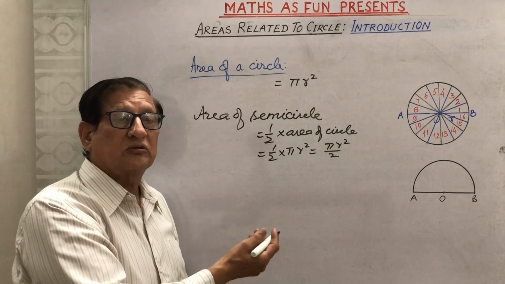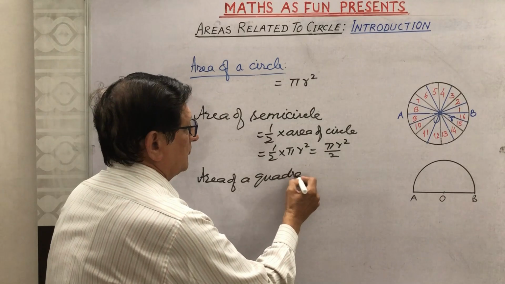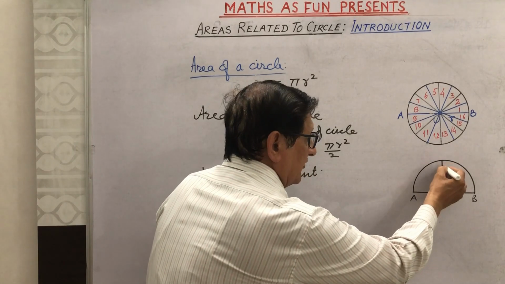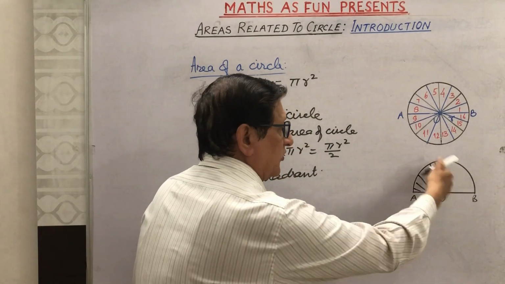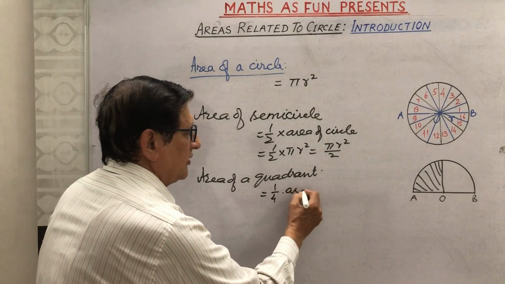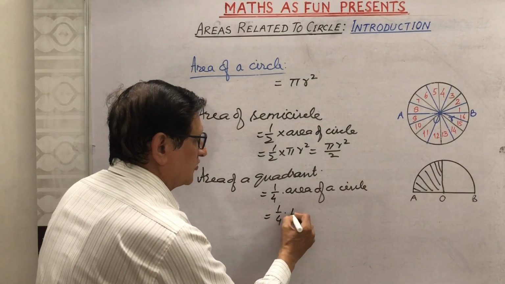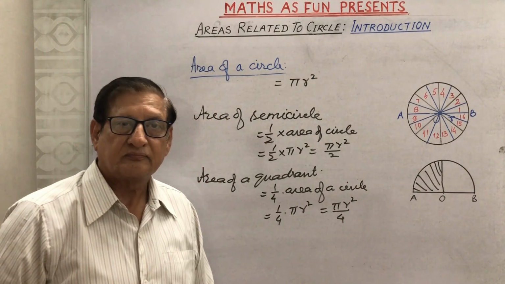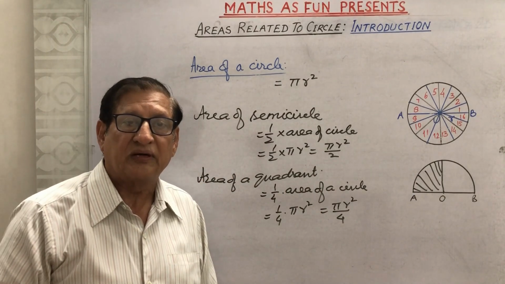Now suppose we want to find out the area of a quadrant. Quadrant means what? If we draw a perpendicular here, this is the quadrant. This is 1/4 of the circle. So we can say the area of the quadrant will be 1/4 into the area of a circle, and that is equal to 1 by 4 into pi r square, or we can say pi r square by 4. It means the area of a quadrant can be given by pi r square divided by 4, that is 1/4 of a circle.